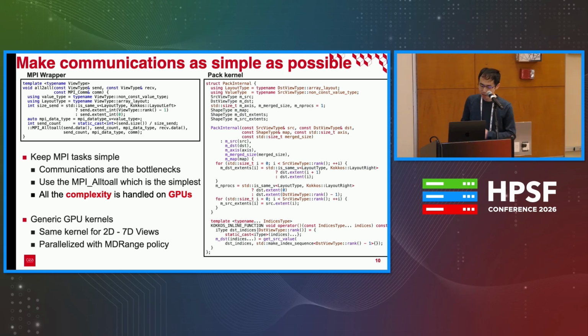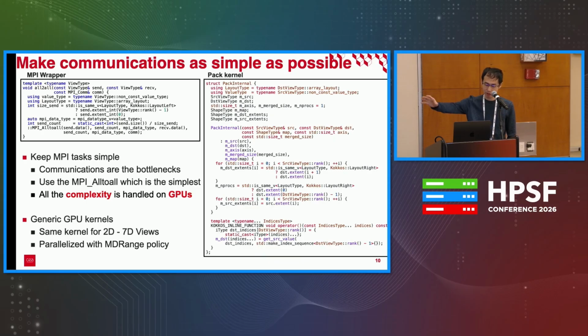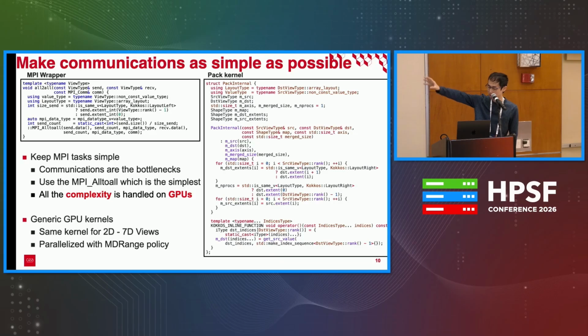Our key idea is to make communications as simple as possible and handle all the complexity on GPUs, because FFTs are basically communication bound, and we'd like to use the simplest and most efficient approach, which is the fastest as well. So we just use a simple wrapper, as in the left snippet, which simply calls MPI all-to-all. So it's quite simple, since we have some expertise on GPUs and all the complexity is handled there. The pack kernel is significantly more complicated because we do all the complexity there and make communication as simple as possible.